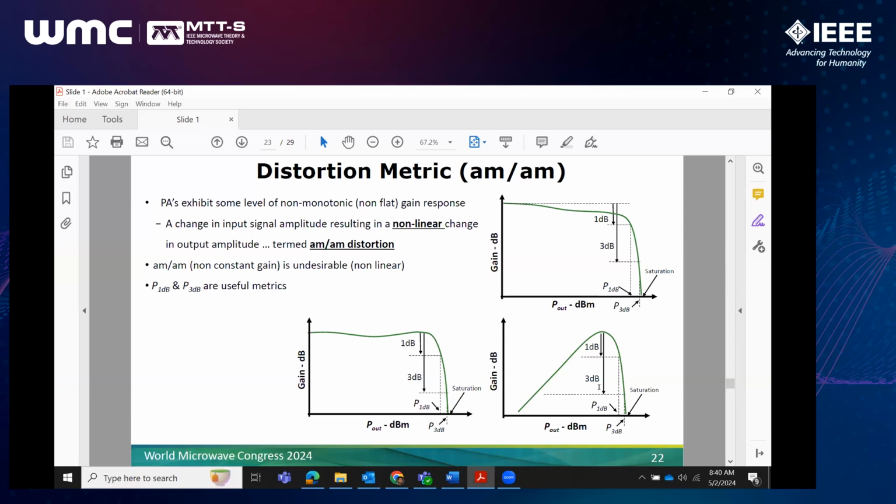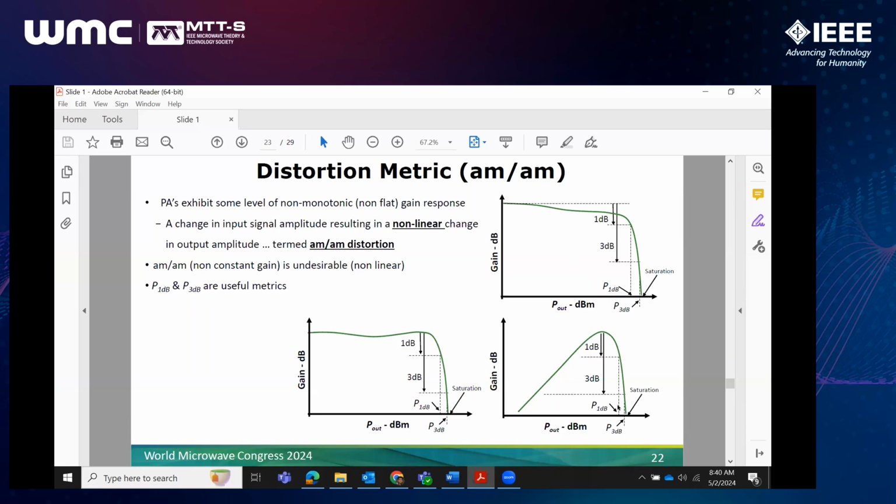I show a couple of responses here. The bottom left one is a fairly constant gain. The one at the top right shows decreasing gain with drive level, and the bottom right one would be more representative of a Class C amplifier. So ideally, we want the gain to be flat, constant with drive level, and then compress.